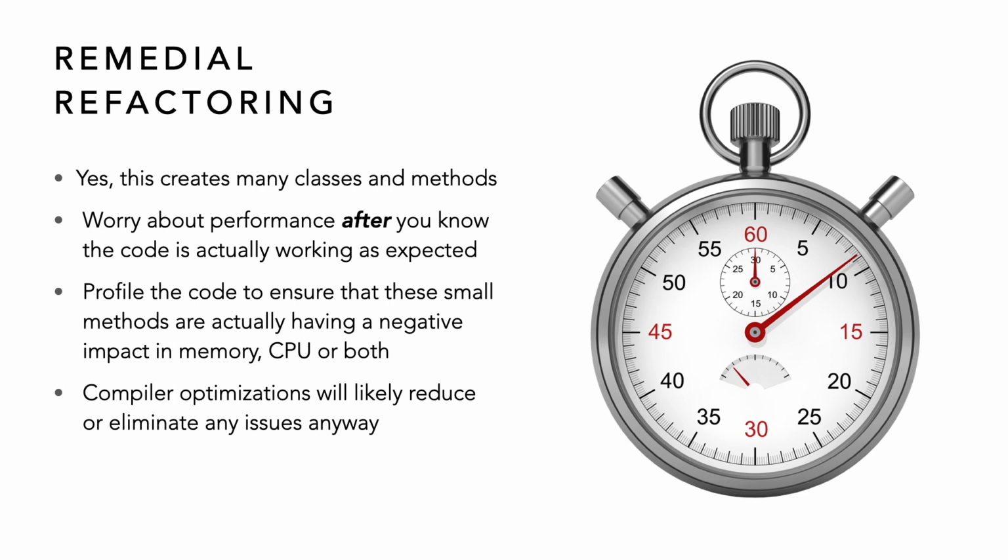A common concern about extracting many small methods is that there will be adverse effects on memory usage and performance due to the overhead of calling these methods. While there are situations where that might be a legitimate concern, they're relatively few and far between. If you're concerned about the performance impact, profile the code before and after the changes to see the actual effects rather than just theorizing. It's quite possible that the Java compiler's optimizations will already eliminate any potential memory or CPU issues for you.